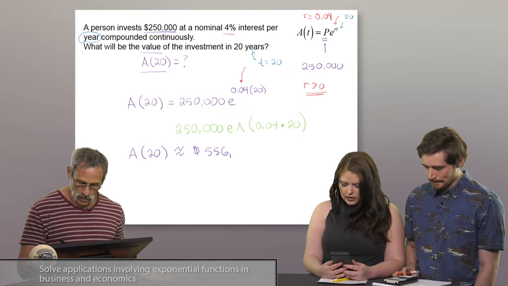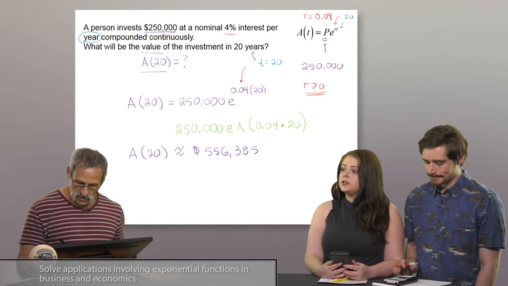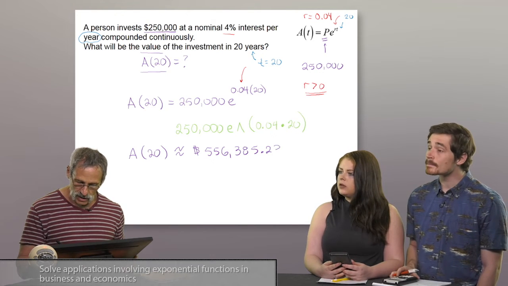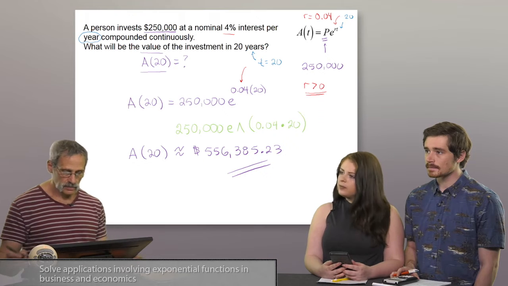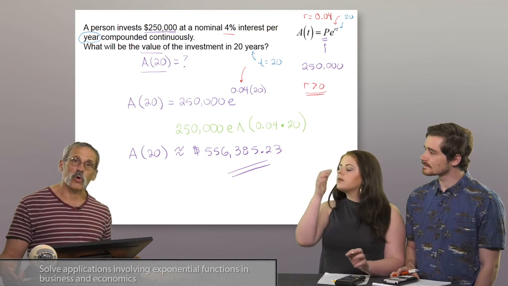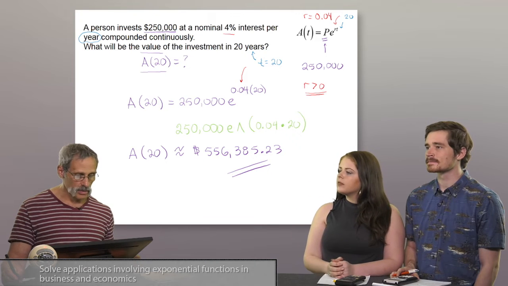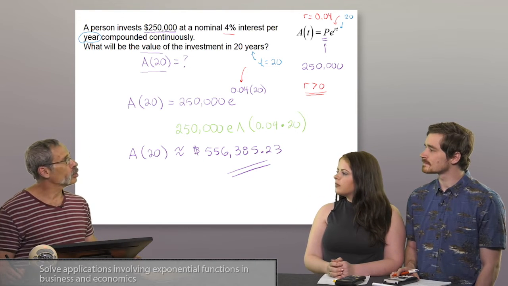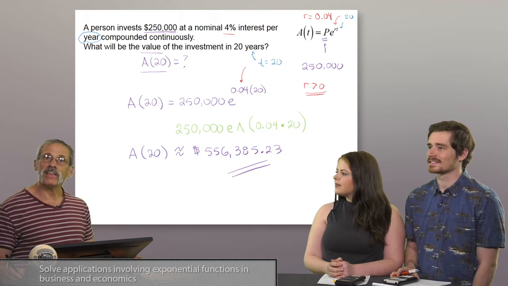$556,385 and 23 cents. See if I wrote down what it is you said accurately. Beautiful job. So we have grown from $250,000 to over $500,000, and all we had to do was wait 20 short years. Thank you.